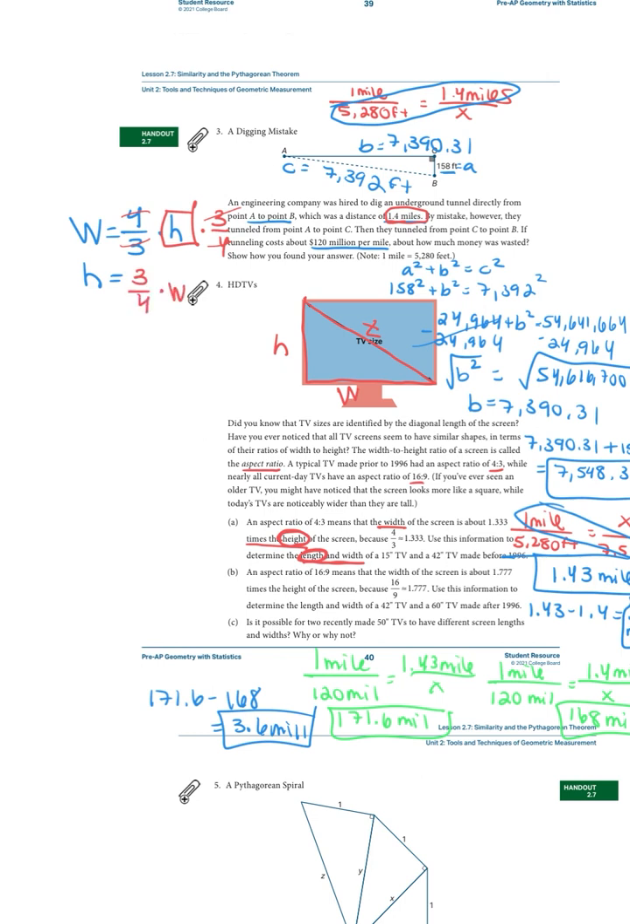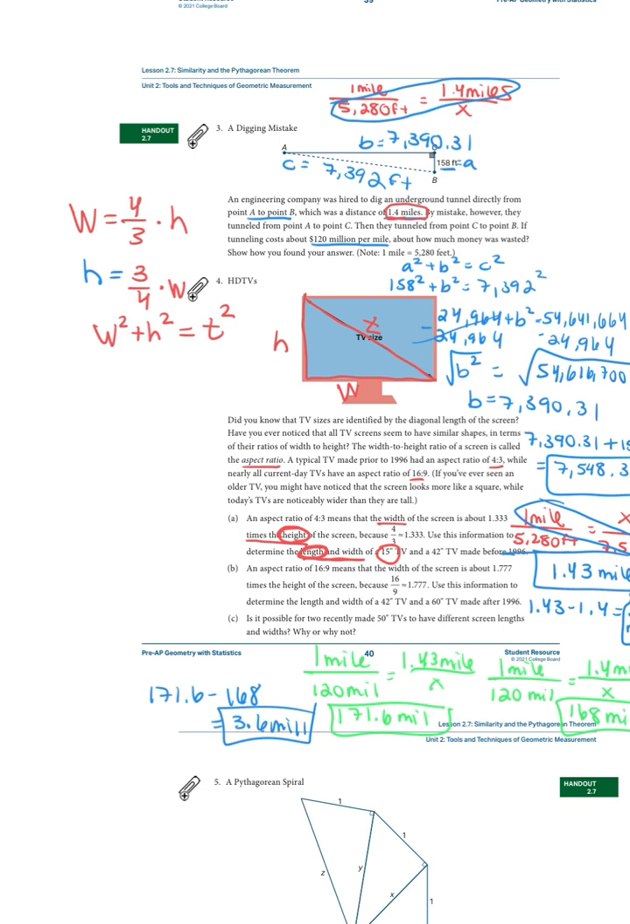Okay, just wanted to show you guys how to do that, but let me erase this so I don't confuse you guys, and let's rewrite that. So W is still 4/3 times the height. And like I said, this is a Pythagorean theorem, so this would be W squared plus H squared is equal to T squared. Okay, so they want us to find the length and width of a 15-inch TV.